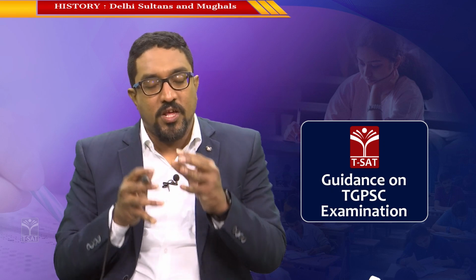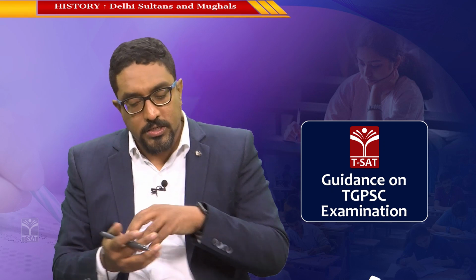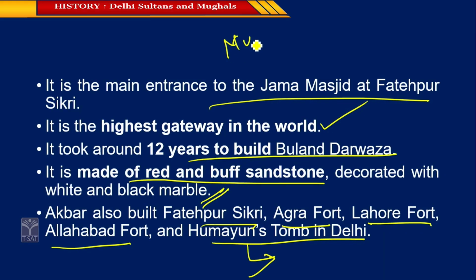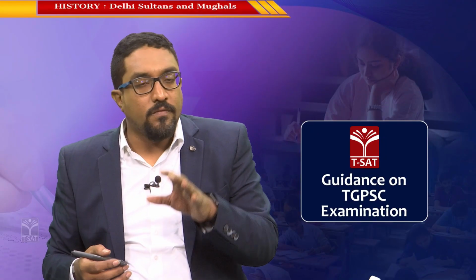The same Akbar also built Fatehpur Sikri, rebuilt Agra Fort, Lahore Fort, Allahabad Fort, and Humayun's tomb in Delhi. The Humayun tomb complex in Delhi is very important. It is the central burial complex of all Mughals. Recently, the Government of India has started reinvestigating this area to find the burial and the body of Dara Shikoh, the eldest son of Shah Jahan, who was killed by Aurangzeb.